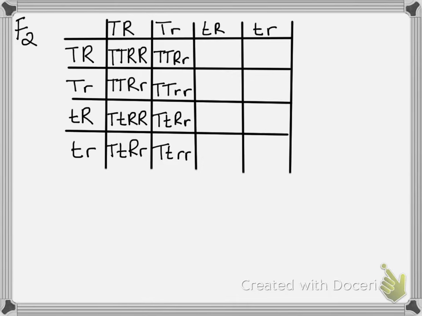little r, little r. Now I'm going to fill out the rest of the Punnett square to save time, and then I'm going to show you how we write our pheno and genotypes.